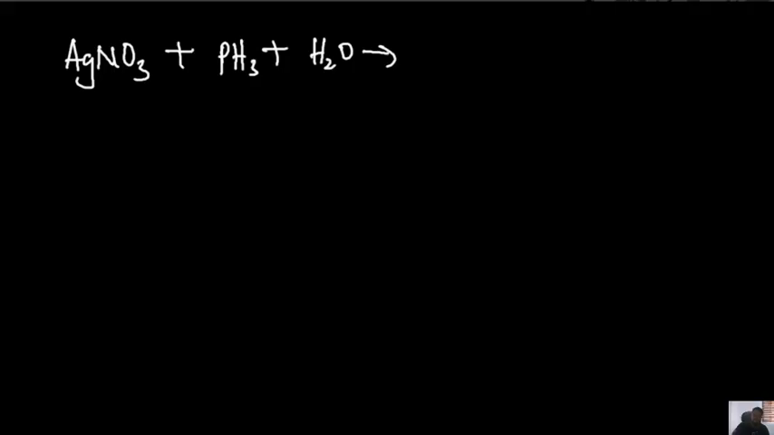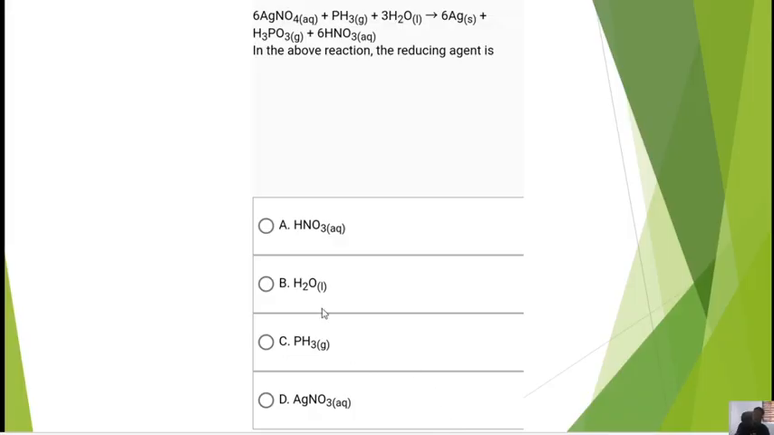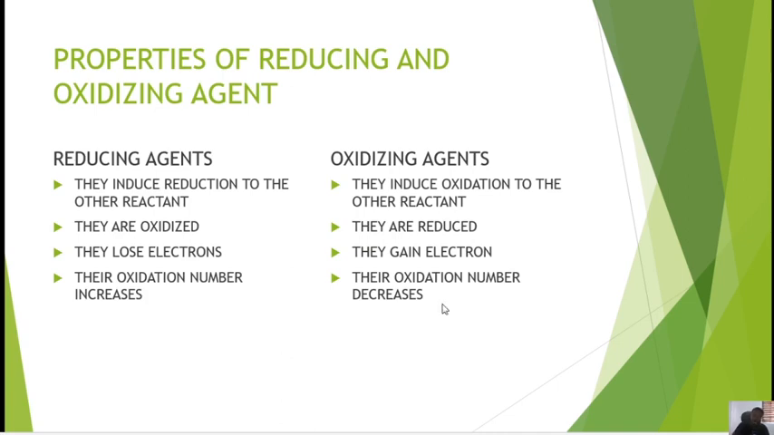So it's going to give silver plus H3PO3 and then HNO3. Now, for us to be able to find the reducing agent in this question, as I said, we would always refer back to our properties. The reducing agent has these properties. The reducing agent induces reduction, but then that reducing agent is oxidized. It would lose electrons, or there will be an increase in its oxidation number. So let's check for the substance that has these particular properties. Let's look at our board.